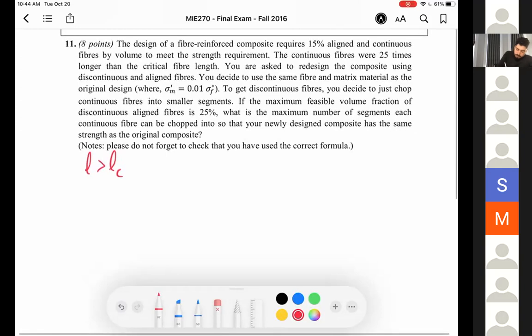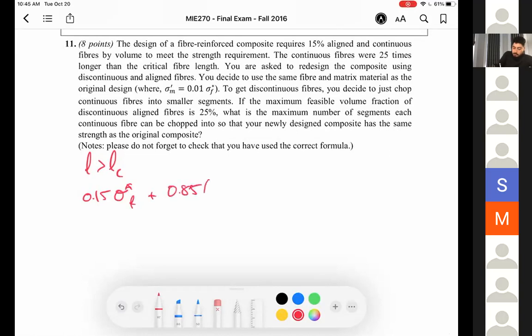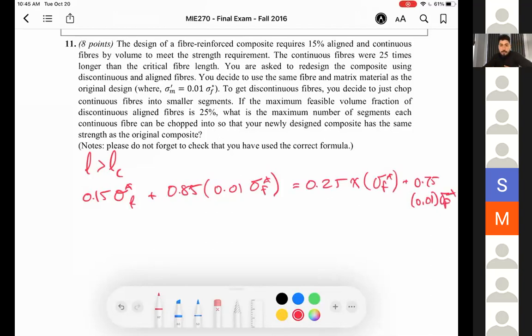We can say that 0.15 times the strength at fiber failure plus 0.85 times 0.01 times the strength at fiber failure is equal to 0.25 x times strength at fiber failure plus 0.75 times 0.01 times the strength at fiber failure. So what equation is this? This is the critical length stress.